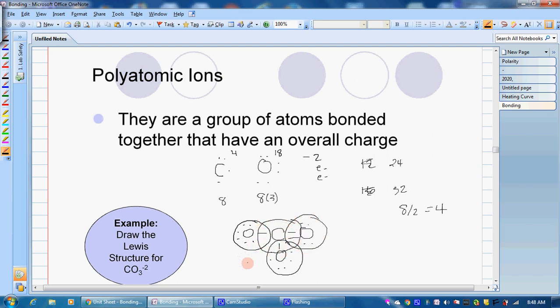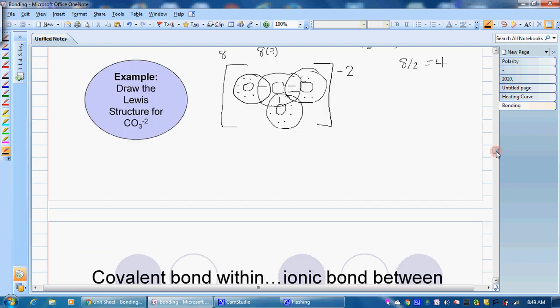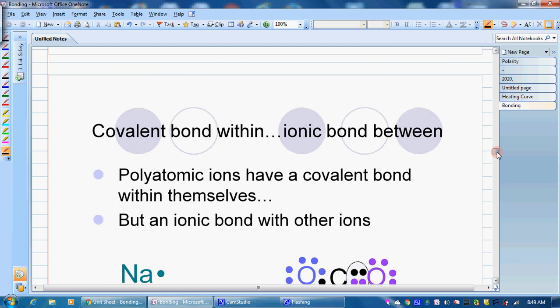Now what's a little bit different here is we have to show that this is an ion. So we need to put brackets around it and show that this has a -2 charge. If we're just looking at this, we wouldn't know that we needed those 2 extra electrons, and it wouldn't seem right. So always put your brackets around your polyatomic ions.